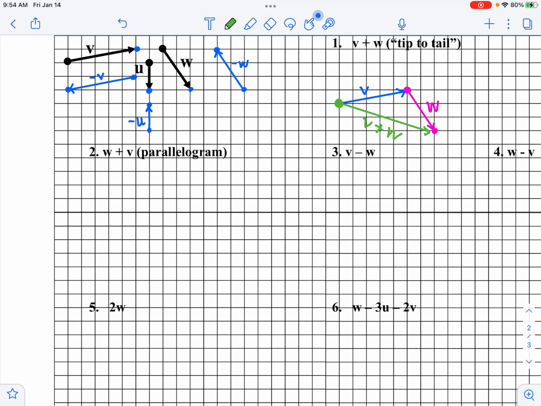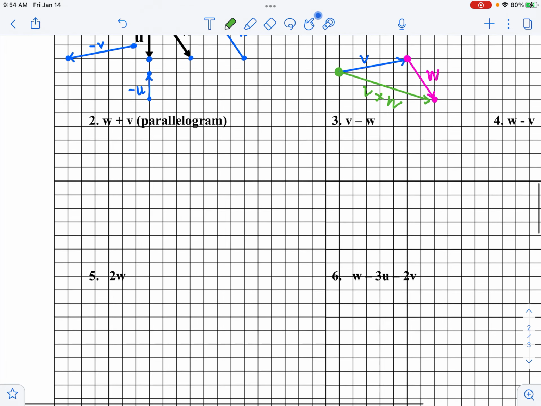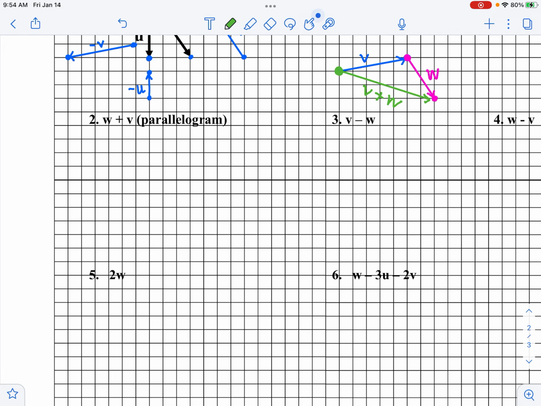Okay. All right, let's try another one. That's called tip to tail. That is when you just draw from using v plus w. You could also use w plus v. So I'll show you that. You can do v plus w and w plus v.